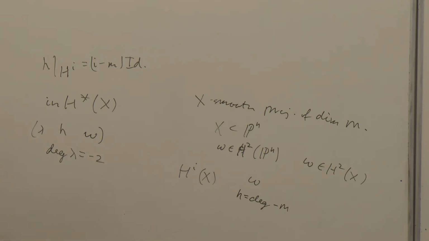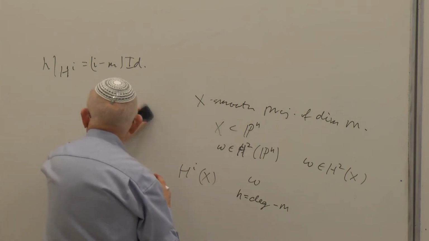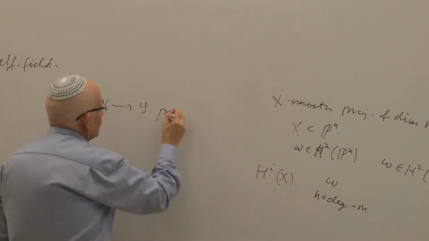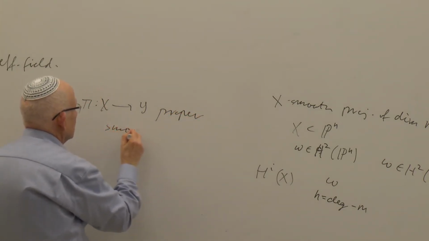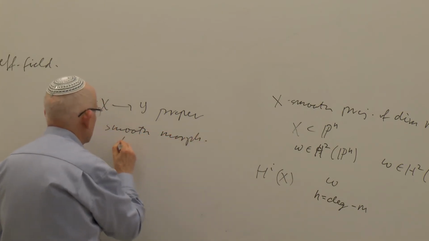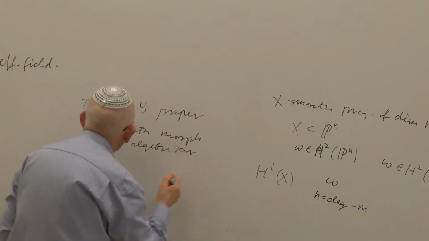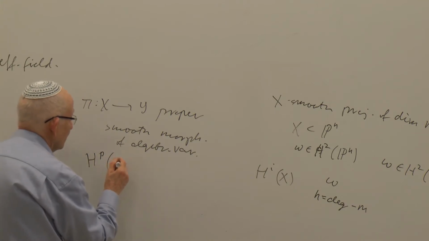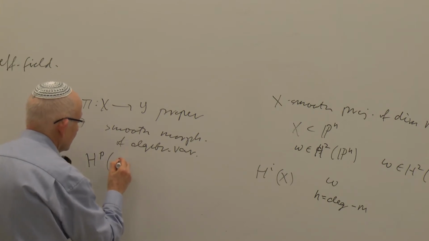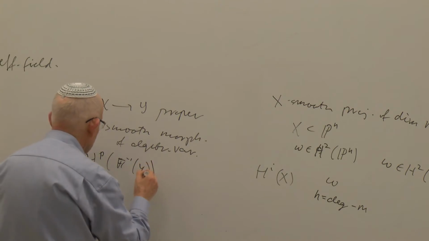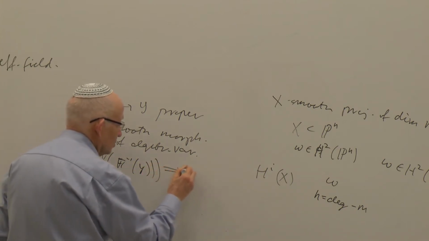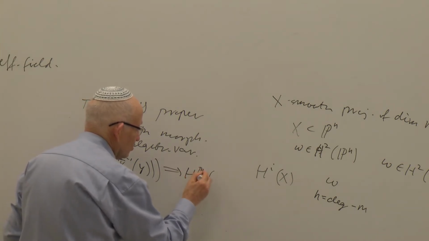Okay, so from here, for instance, the next thing, which was proven by several people, Deligne, is the following. Suppose you have pi from X to Y, a proper smooth morphism of algebraic varieties. Then we can write a spectral sequence from H^p of Y with coefficients in H^q of the fiber pi^{-1}(y), which converges to the cohomology of degree p plus q of X.